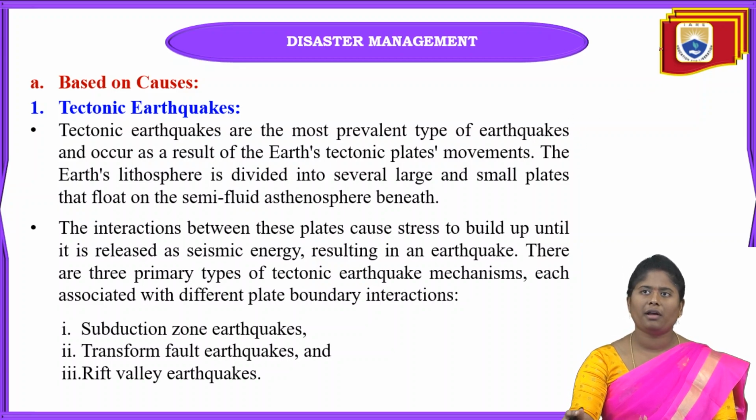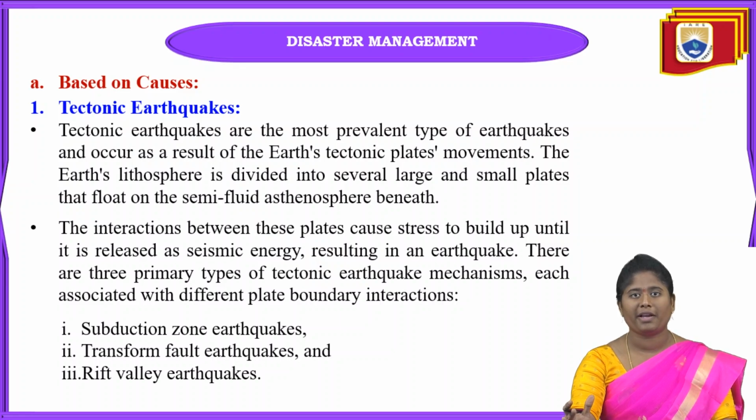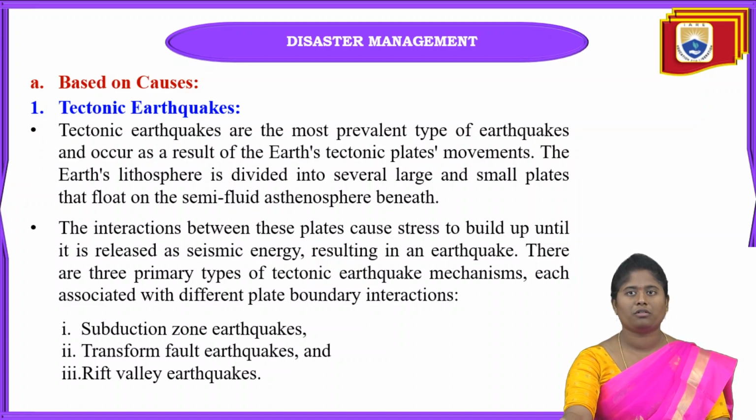Here we all know that the earth is divided into the lithosphere, stratosphere, and asthenosphere. The lithosphere is mainly divided into several large or small plates. Those plates are called tectonic plates. Why? Because these plates float on the semi-fluid asthenosphere beneath, which is just below the lithosphere. Internally the earth has somewhat semi-fluid content, and the plates float on this semi-fluid asthenosphere.